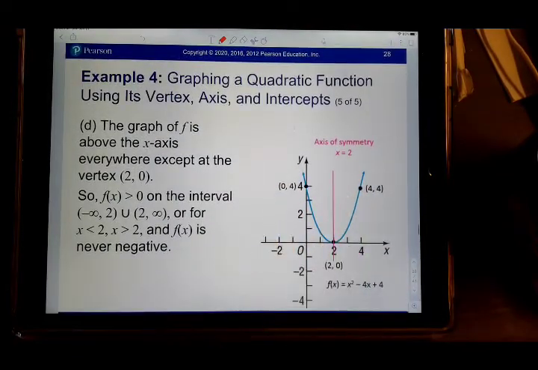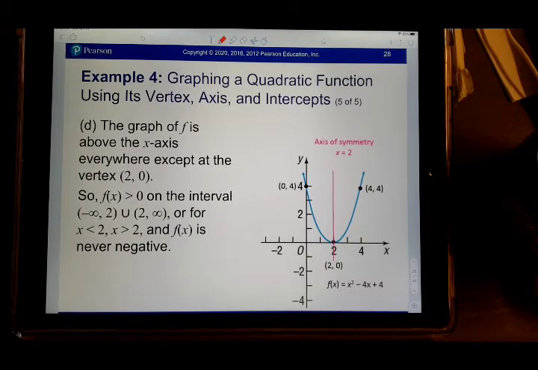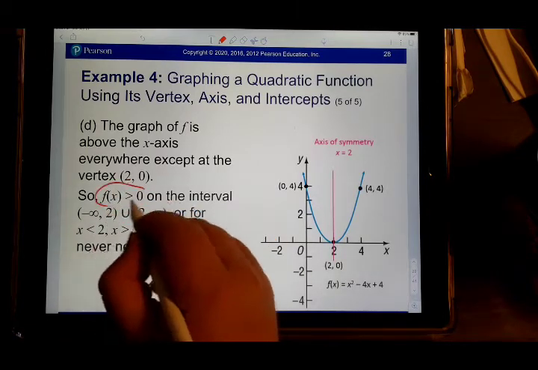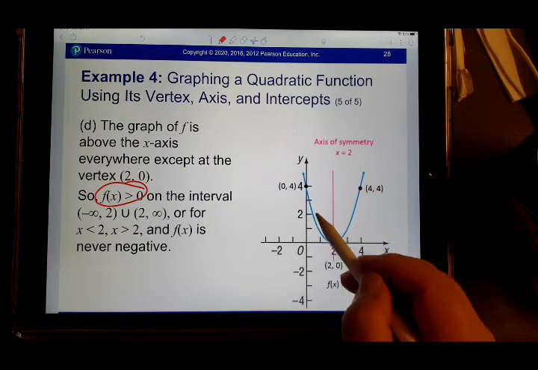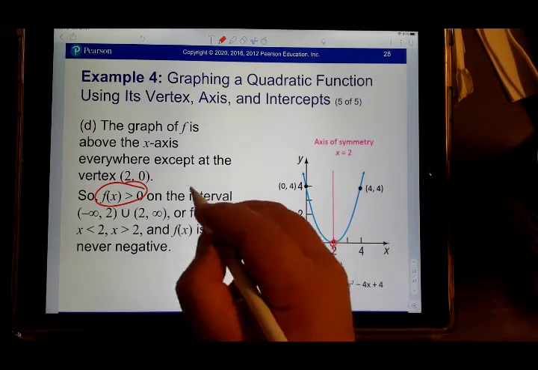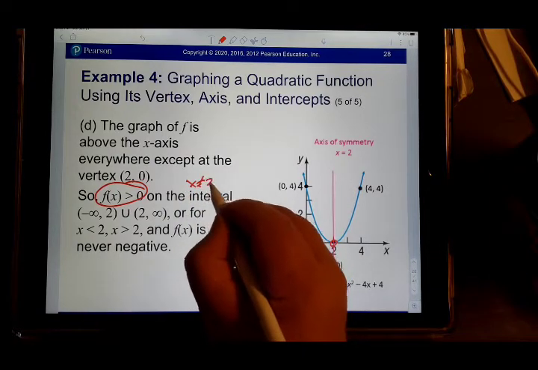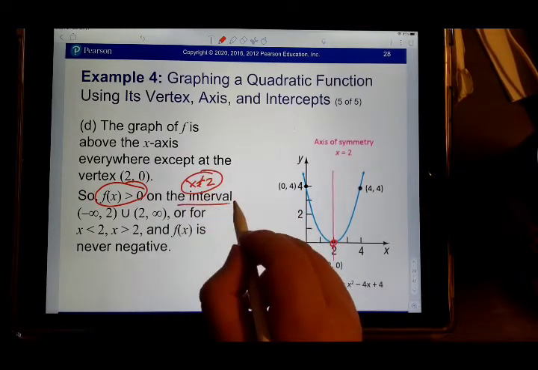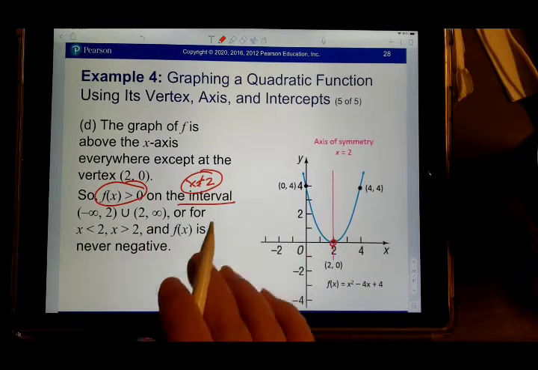And what's the last thing they ask us? Where is the graph greater than 0? F of x greater than 0. Well, it's equal to 0 at 2, but everywhere else it's greater than 0. And so you could say it's greater than 0 everywhere except where x equals 2. But they went with interval notation on this one. Not unusual for this type of problem.